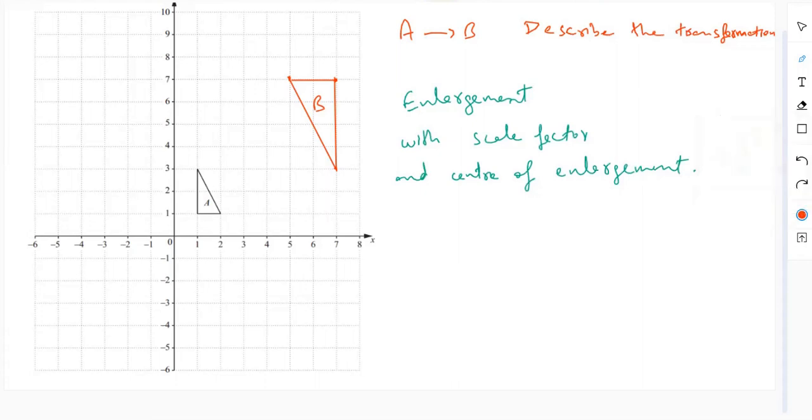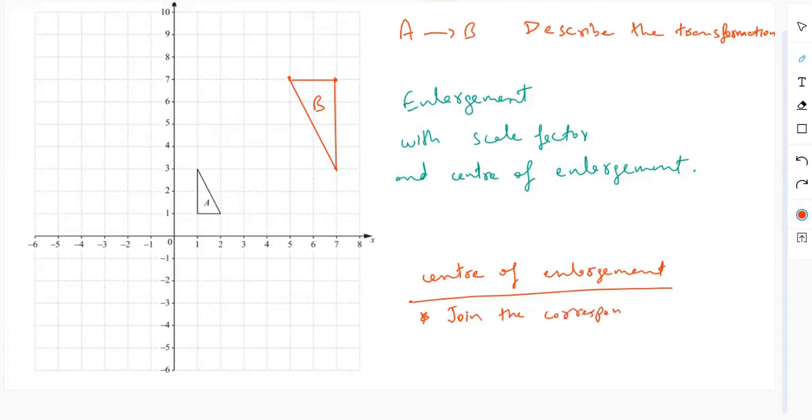Okay, how do you find the center of enlargement? Let's write that down here. How will we find the center of enlargement? It's fairly straightforward. Just one step, in fact. Join the corresponding points. There is no need for any other construction. Just join the corresponding points. And the point of intersection is the center of enlargement.